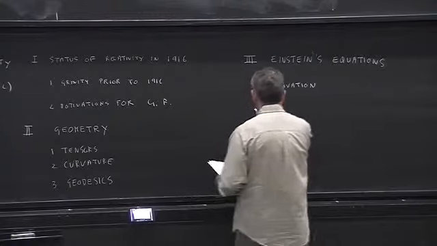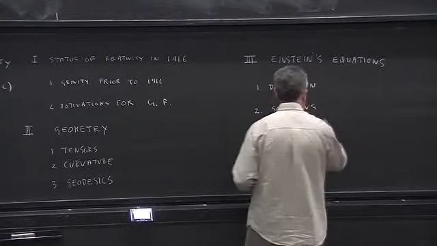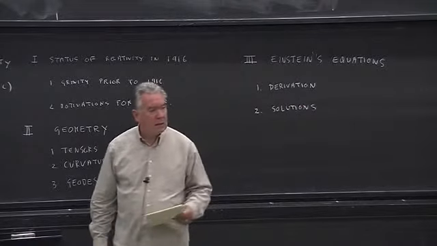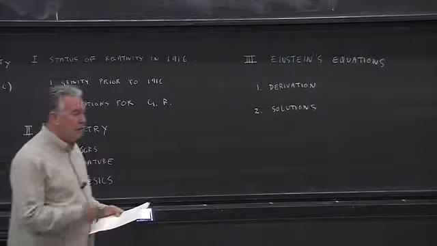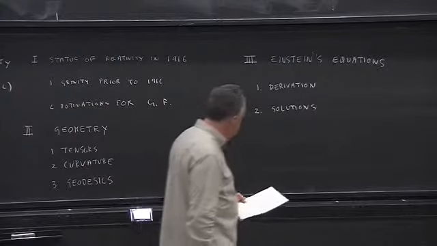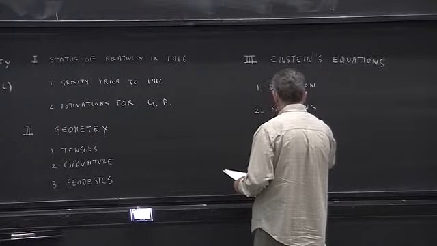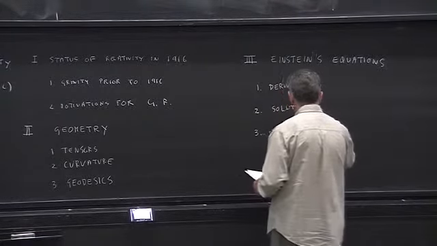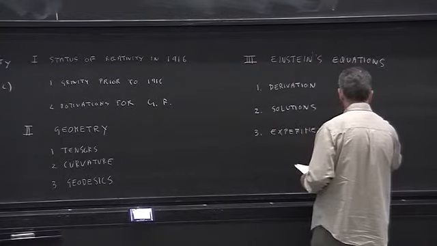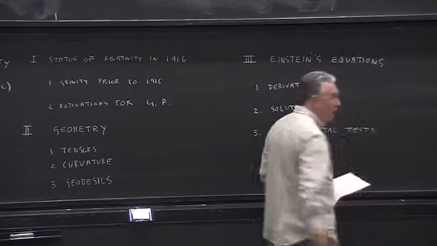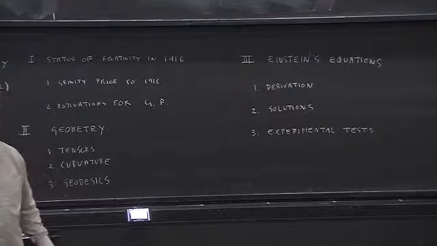Then we look at solutions of Einstein's equations. And this will include things like the Schwarzschild solution, black holes, and so on, and also exact cosmological solutions. And it's with these solutions that we perform experimental tests of Einstein's theory. And I'm sure you're not surprised to learn that it has passed all the tests that have been applied so far.